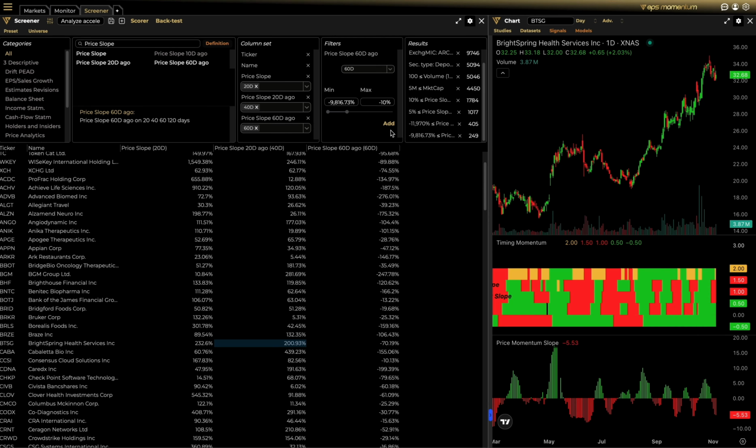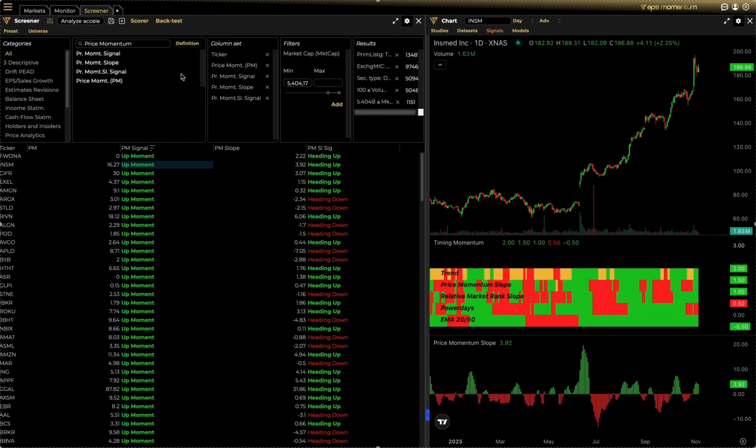This approach lets you design your own price pattern or curve for any stock using up to 4 points: the current day, 10 days ago, 20 days ago, and 60 days ago. You can adjust these intervals: 5, 10, 20, 40, or 60 days, and fine-tune the filters to build the shape you want. Second method, using price momentum.